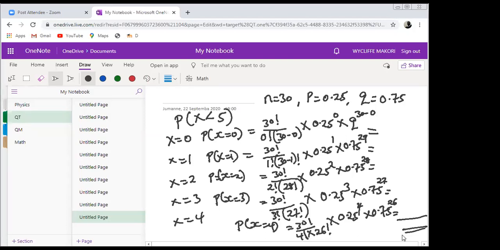It is as simple as that. So we can do it together. Let us finish it. You will find that for the first one, remember our Q here is 0.75. Let me actually write it like that. So you can be pressing your calculator so that we can get those answers.